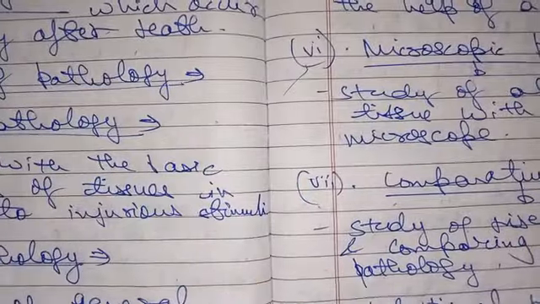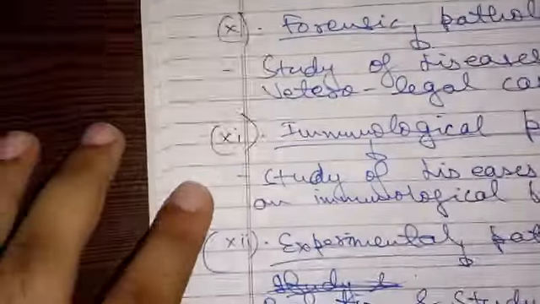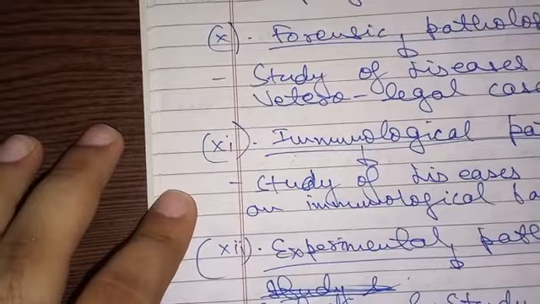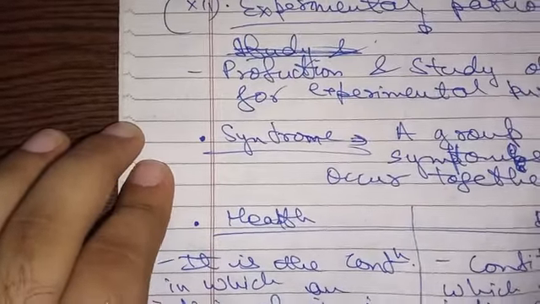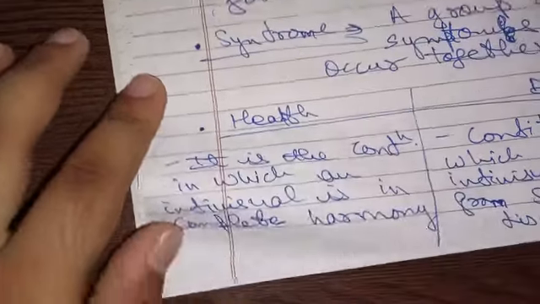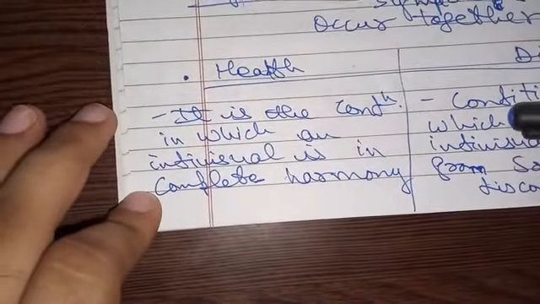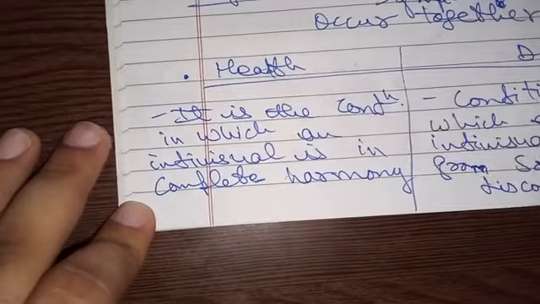Microscopic, comparative, nutritional, clinical, forensic, immunology, experimental pathology. So these are 12 branches of pathology. Next is syndrome, a group of symptoms which occur together. Two sides of a coin: the terms which are used as two sides of a coin, that is health and disease.